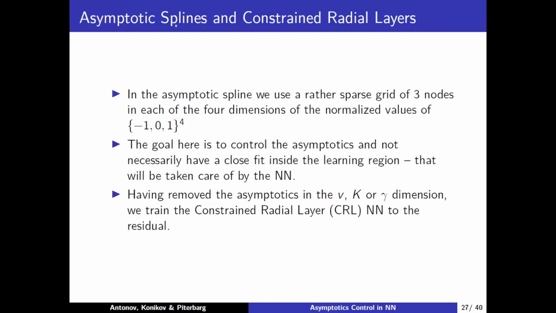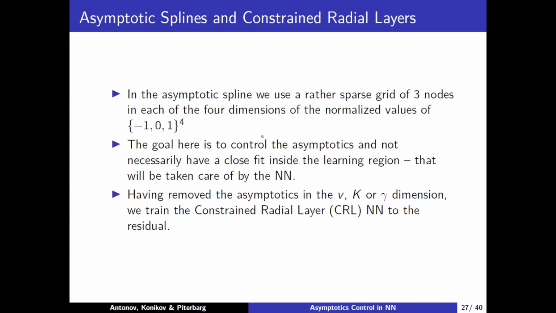So how do we construct the things? A bit more details. In the asymptotic control, we use a rather sparse grid of 3 nodes in each direction in our 4 dimensions. So we have -1, 0, and 1 in our normalized values. So we calculate this spline. We attach the asymptotics to that, and we use this spline as a control variable. As we said, the goal here is to control asymptotics and not necessarily to have close fits for this learning region.